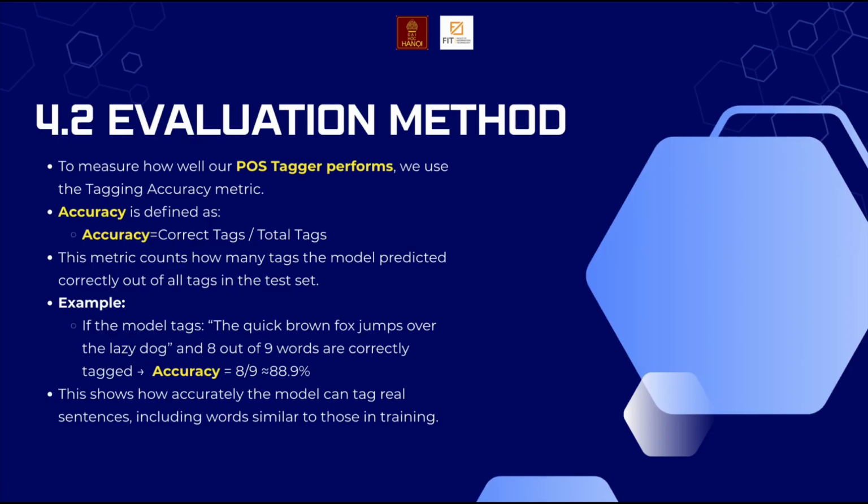Let's talk about the evaluation method. We use tagging accuracy to measure how well the model performs. This metric is defined as accuracy equals correct tags divided by total tags. Accuracy is calculated on the test set that the model has never seen before, so it reflects the model's ability to generalize to new data. For example, on a sentence like "the quokka run quickly in the forest", our model correctly tags quokka as a noun and runs as a verb, showing that it can generalize beyond the training vocabulary.